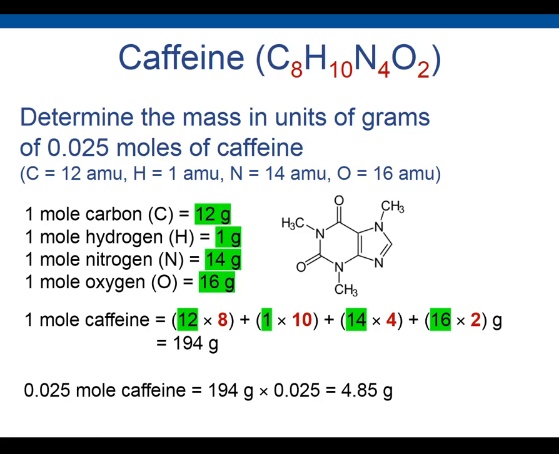Then what is 0.025 mole of caffeine? You can simply multiply by 0.025 here. That is 4.85 gram.